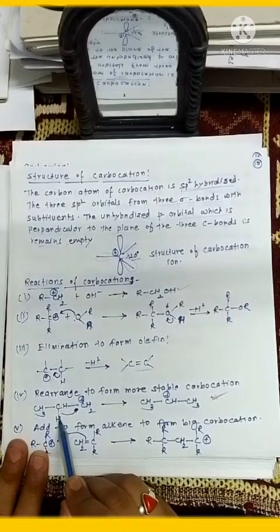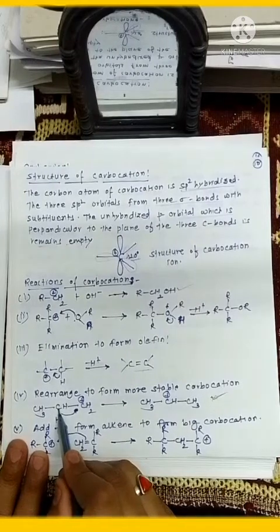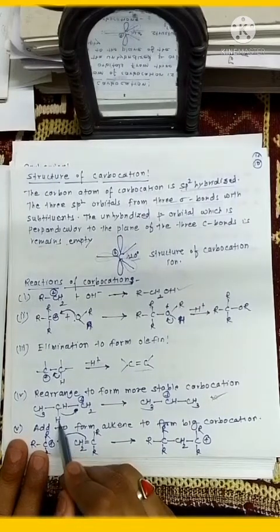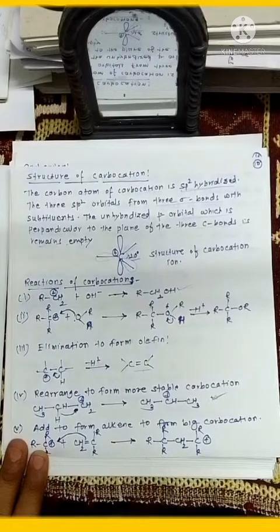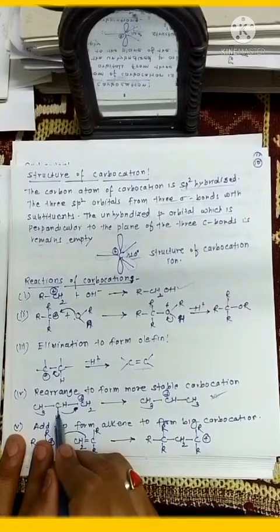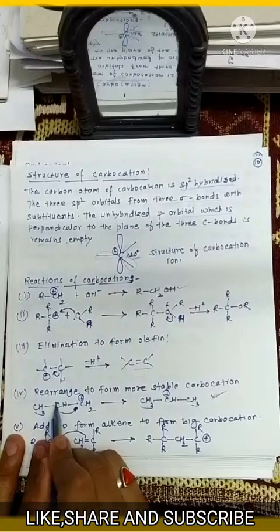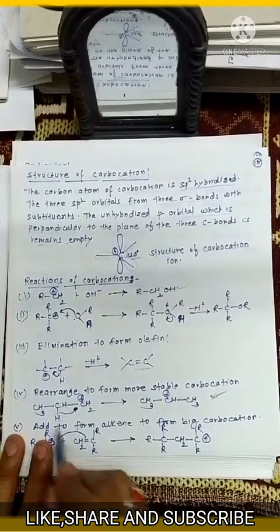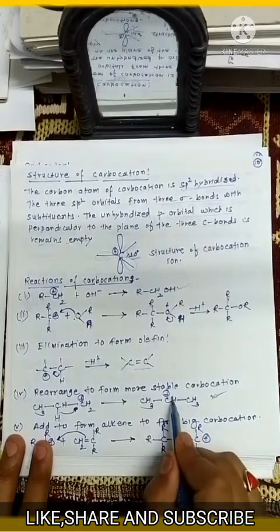So in this case, the electrons between this carbon and hydrogen are shifted onto this carbon, or this hydrogen is shifted. In this case this hydrogen is shifted onto this carbon and this carbon got positive charge. It is a primary carbocation. It is the secondary carbocation which is more stable.